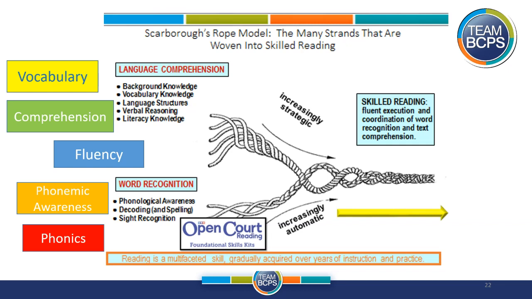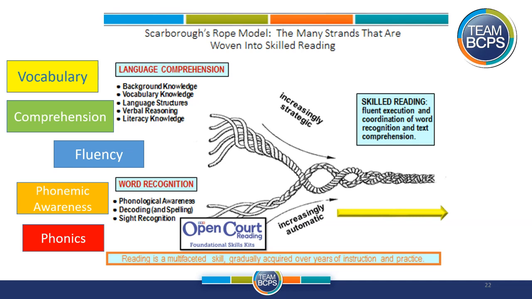And so to do that, we explicitly teach about activating background knowledge. I think Dr. McComb has used the word schema. That's what we think about: how does this connect to what I already know? We also talk about explicitly teaching vocabulary, as well as language structures or semantics. So how do we organize those words into sentences in a way that makes meaning? We think about verbal reasoning, and then we ultimately think about literacy knowledge. So this is about developing comprehension.